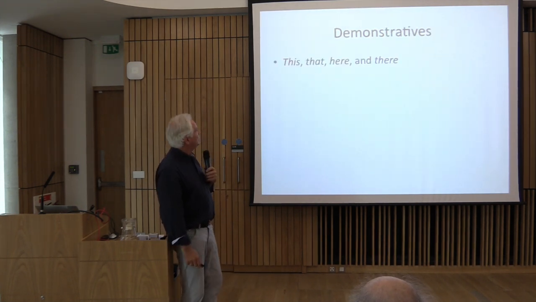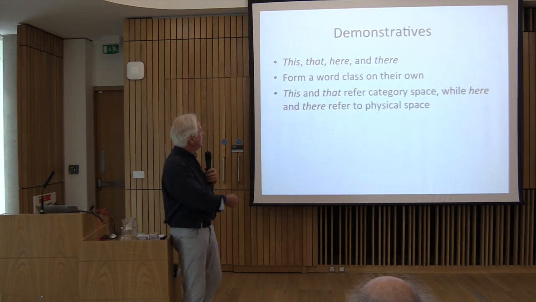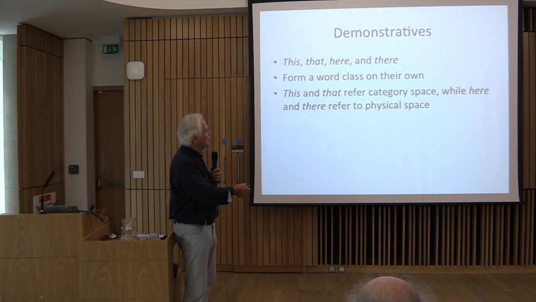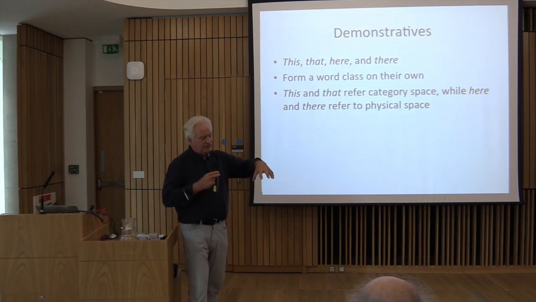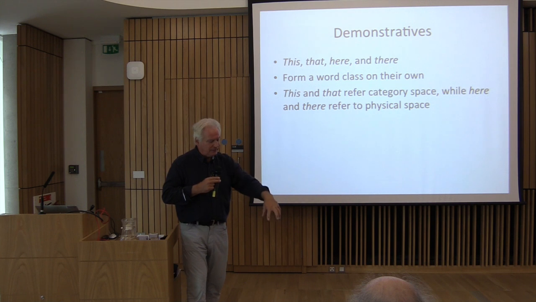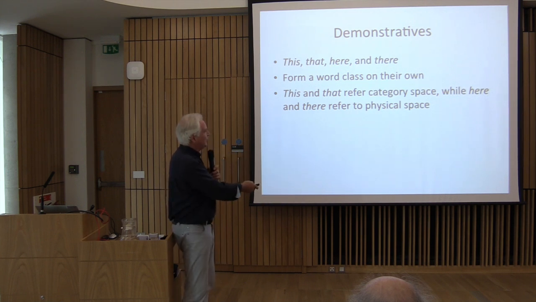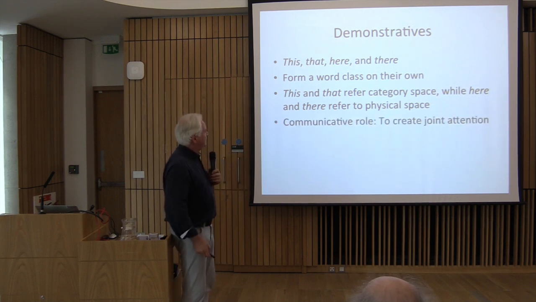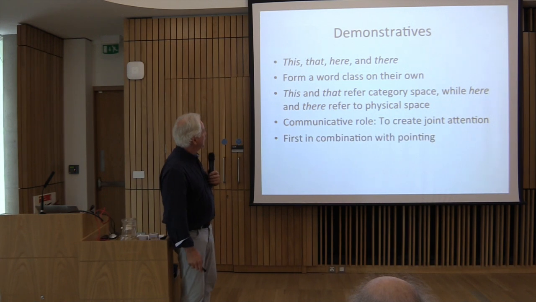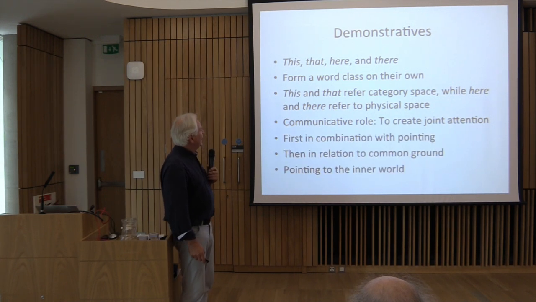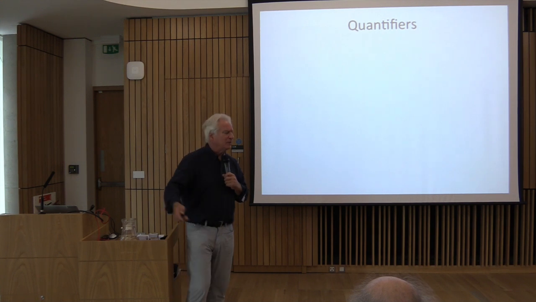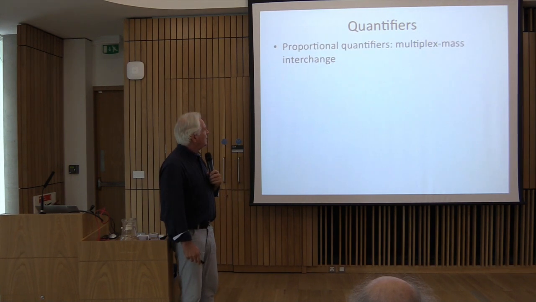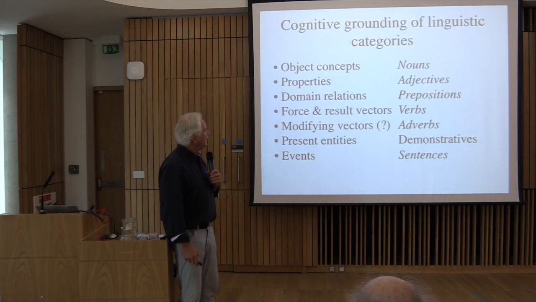Demonstratives, well, I don't want to spend time on this, that, here, and there. They are simple word classes. This and that refer to category space. And again, their distinction is in whether the distance. This is here, that is over there. Here and there refer to physical space. Yeah, I don't want to spend time on that. And I wanted to say something on quantifiers, but I skipped that because it's a bit complicated. So I have an analysis of quantifiers.